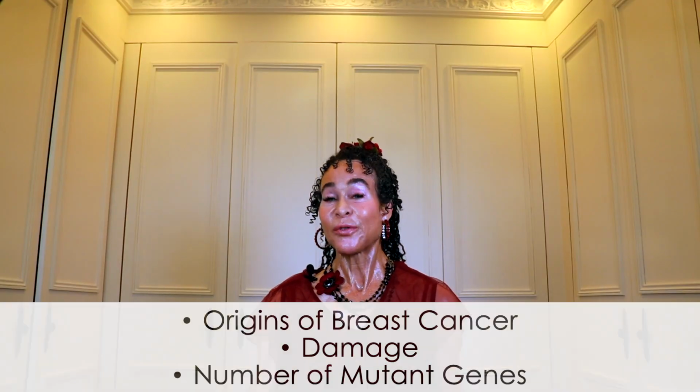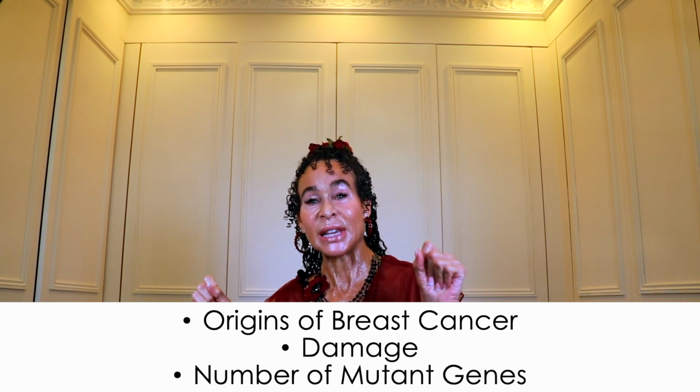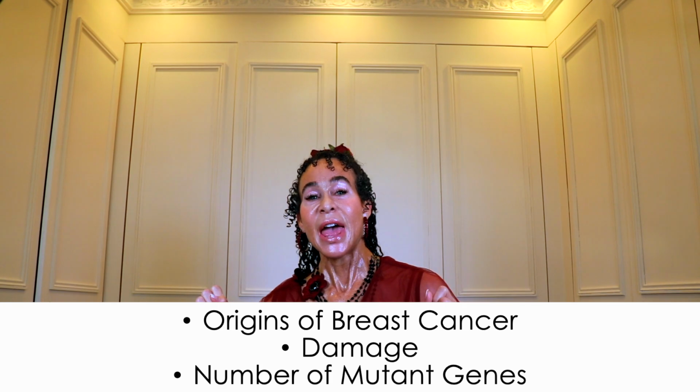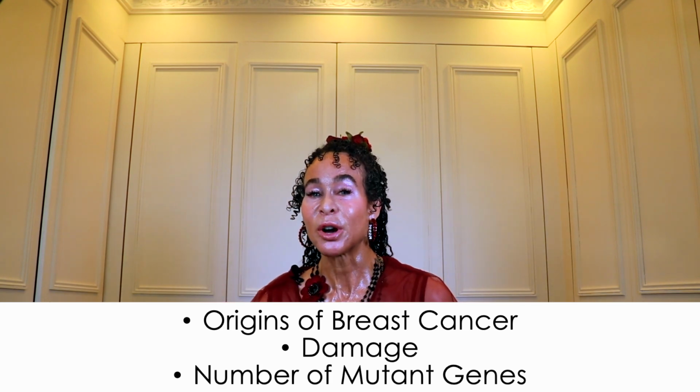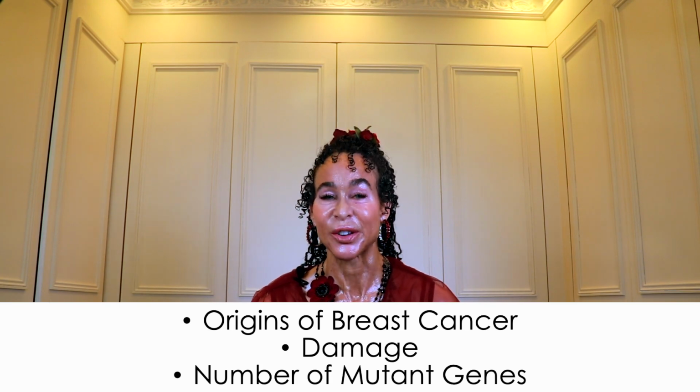You see that the first item listed on the chart is the beginning. After that, you see the item listed as damage. And third, you see number of mutant genes. We'll discuss these three together. So we'll start by discussing the origins of breast cancer.